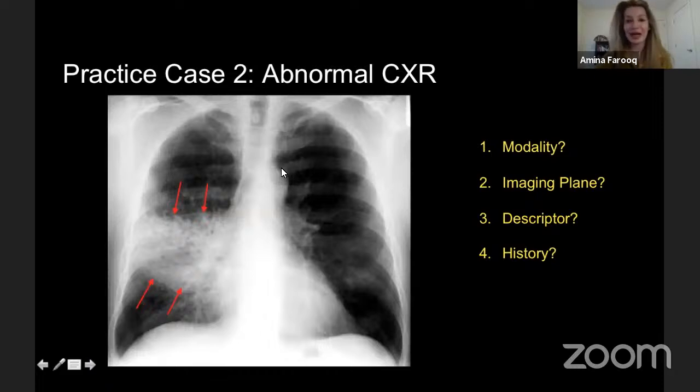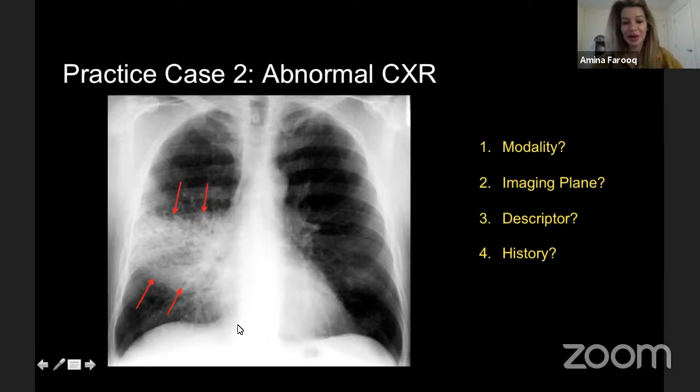We're going to go to an abnormal chest x-ray. You guys can type in the box what you think this finding is, but I'm going to take you through my approach to the image. So again, chest x-ray, this is a coronal or frontal projection. And we're going to go through our search pattern.